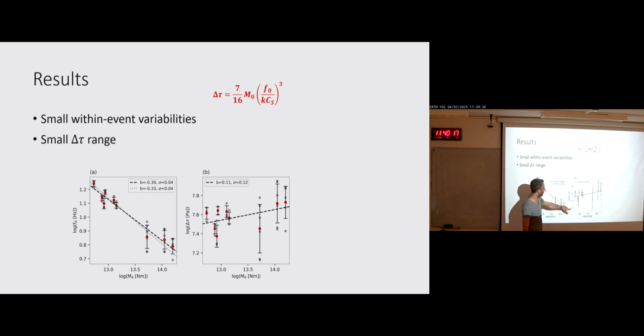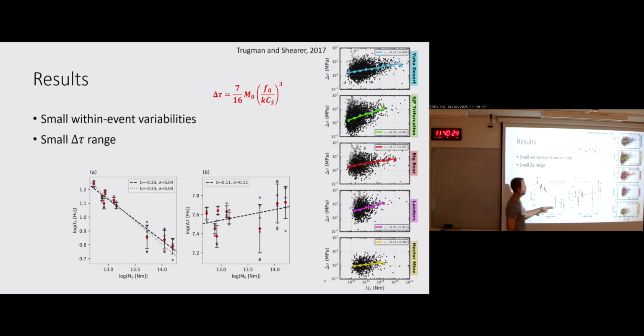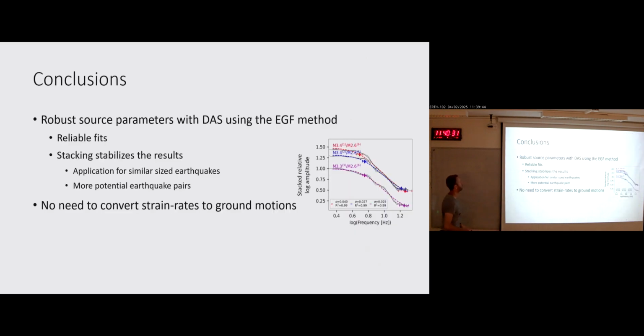And you can see that the range of values here is roughly half an order of magnitude, and if we go back to this figure, where they show 3 orders of magnitude, I can say that these results are very reliable and very robust. So, robust source parameters with DAS using this spectral ratios method. We saw very reliable fits. You can see the R squares here are almost 1 for most of the fits, which facilitates application for similar sized earthquakes. And then we have more potential earthquake pairs and more reliable results.